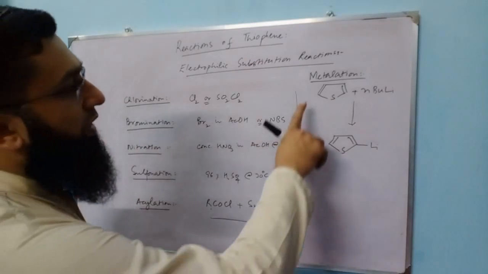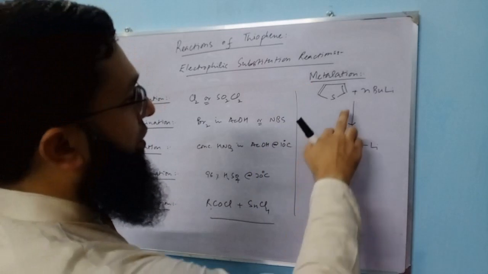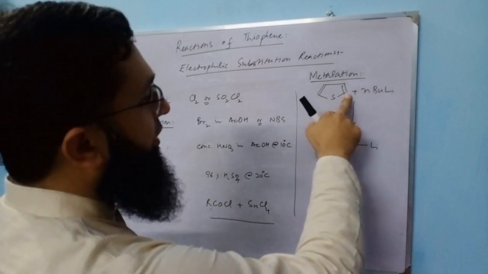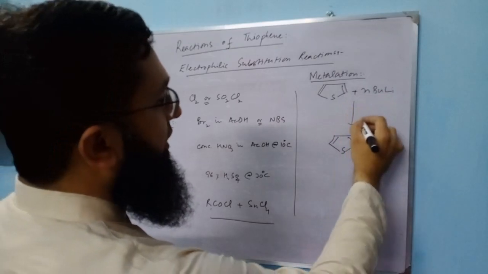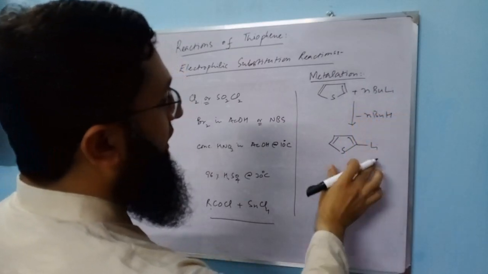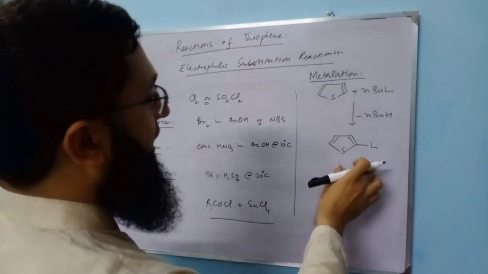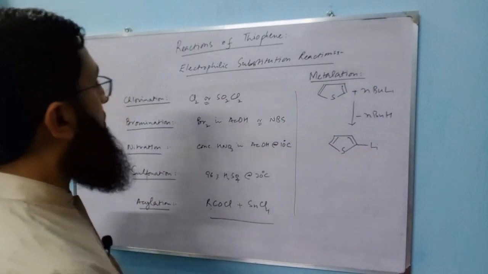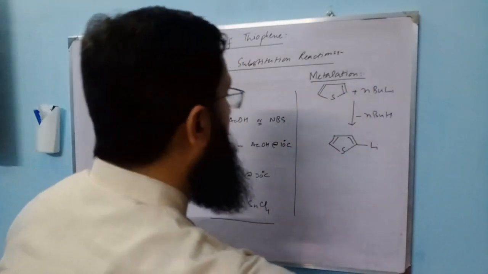Another reaction is the metallation reaction, or we can say acid-base reaction, because the proton from here is abstracted by the n-butyl group and it converts into n-butane, and we get metallation, or it can also be referred to as an acid-base reaction. So these were electrophilic substitution reactions. Now we see other examples.